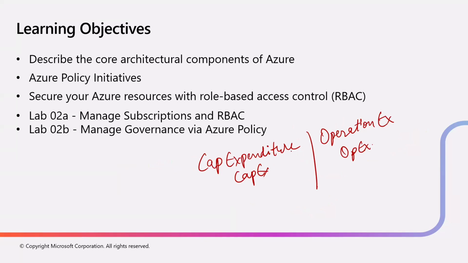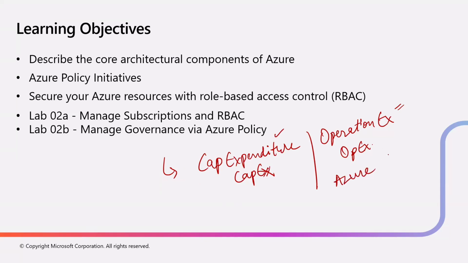Now, from the name, what do you think? Or let me just explain. Capital expenditure means you are putting up capital, investing upfront; you are paying upfront for resources. Operational means you are paying as long as you are using the resource. So, what do you think? Does Azure fall under the capex model or the opex model? Opex. Exactly. Azure falls under the opex model.